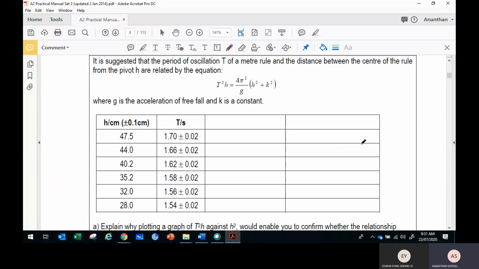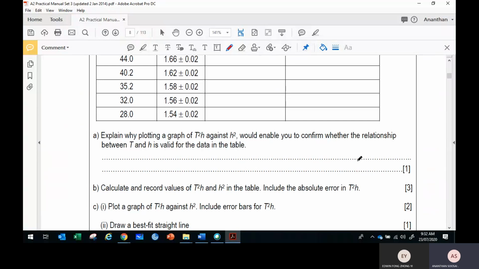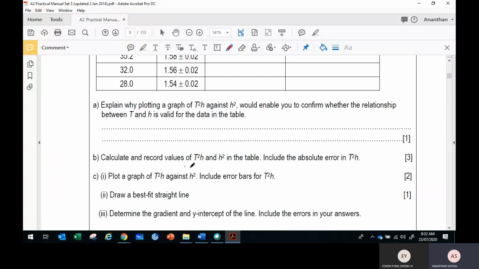I need to tell you something here. They only give 2 columns to fill up. But when you check the bottom, they want you to calculate t squared h squared, and include the error bar for t squared h. So we need 3 columns, but they only give 2 columns. So what do we do?